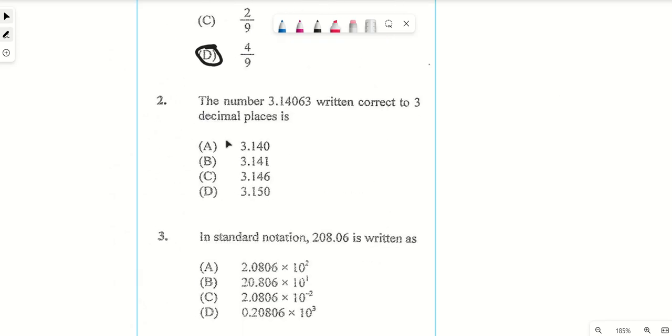Right, number 2, the number 3.14063 correct to 3 decimal places. That means 3 digits after a decimal point. That's 1, 2, 3. The line is going to be drawn between 0 and 6. The number after the line, which is 6, is more than 5, so you have to add 1 to this 0. So it would be 3.141, which is B.